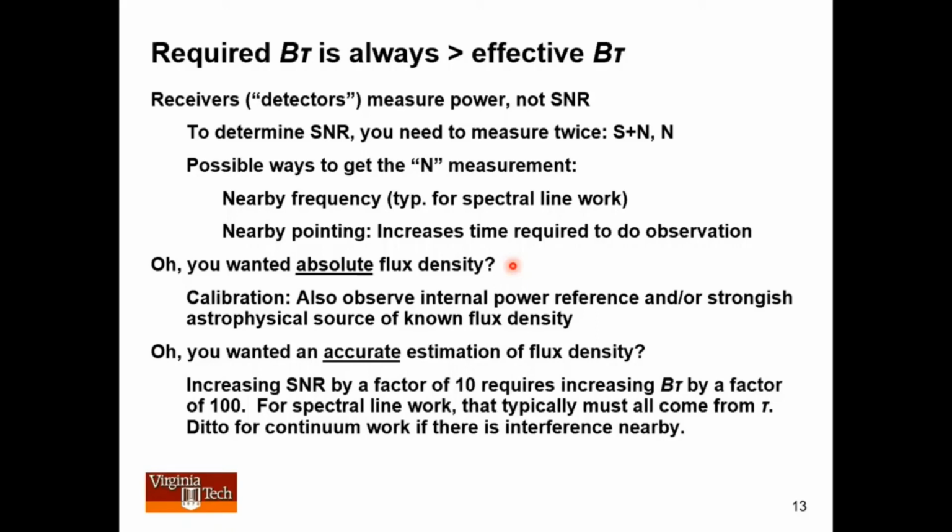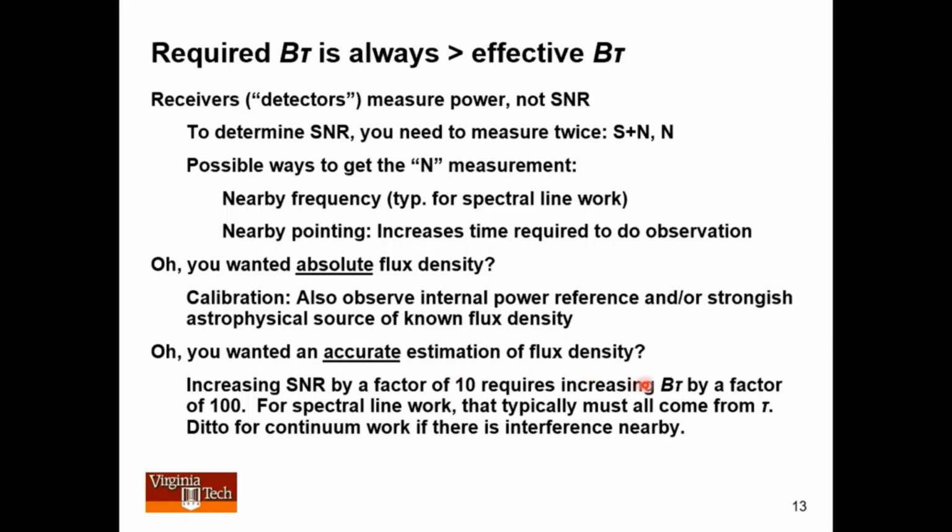Now calibration is contributing to the time, that's the wall clock time that it takes to make the observation. And if you want an accurate estimation, then of course you're looking for these orders of magnitude increase in the signal noise ratio. Every order of magnitude increase in the signal noise ratio is a factor of 100 in terms of either B or tau.